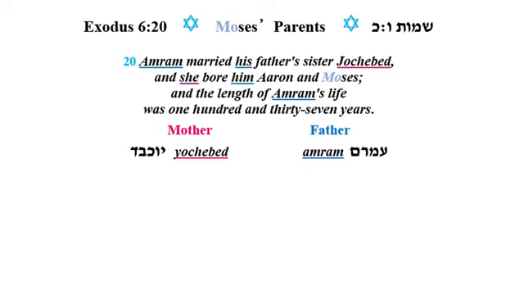And his mother was Jochebed. And I just want to show you their names briefly. Jochebed starts with a yod. Okay, that's Yahweh, God. And then kavod. Kavod is the Hebrew word for glory. So Jochebed, Moses' mother, her name means the glory of God.